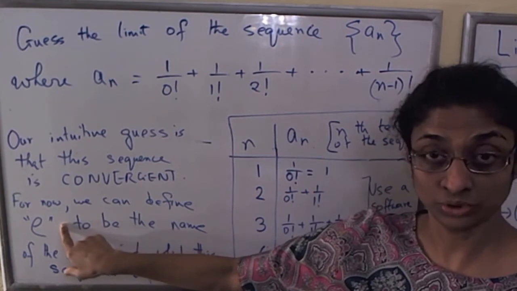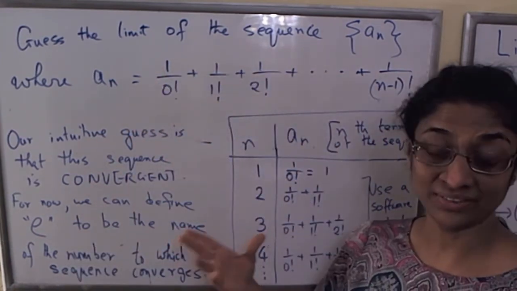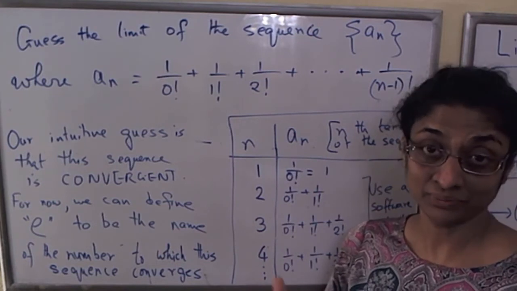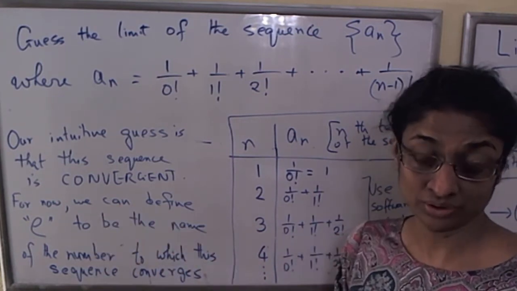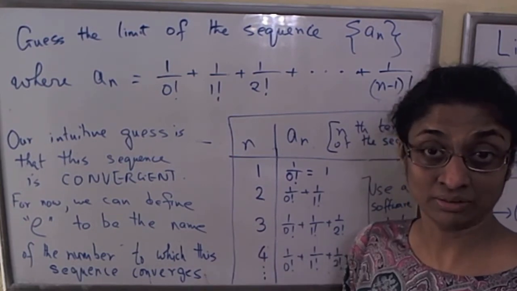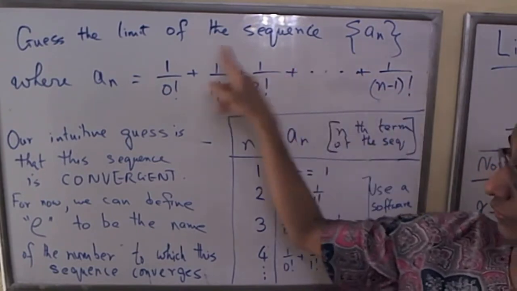So e is going to show up a lot in calculus. You can think of e as the limit of the sequence. You can think of it as approximately the value that your calculator is going to tell you, 2.71 and so on. That's an approximate value that your calculator tells you. The exact value of e is really the limit of the sequence.